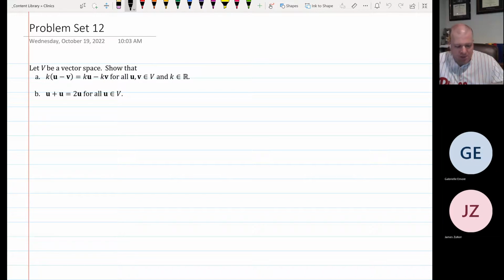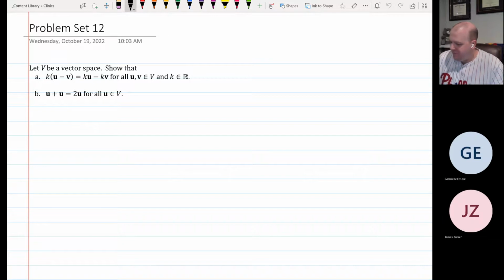So we're really going to be looking at problem 3 on vector spaces and this set of properties right here. We're told that V is a vector space and we're asked to show that K times (U minus V) is equal to K times U minus K times V for every vector U, V in our vector space and every constant K. We're also asked to show that U plus U is equal to 2 times U for every vector U in our vector space.